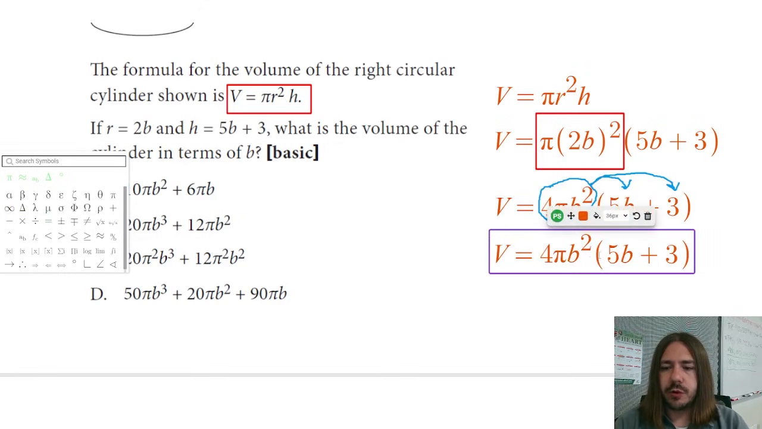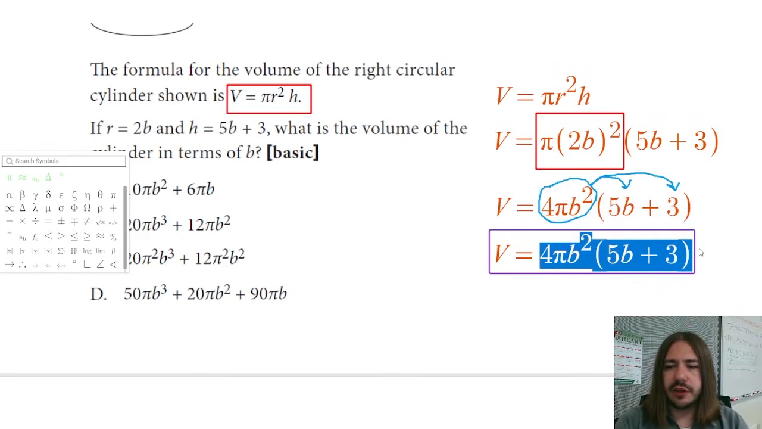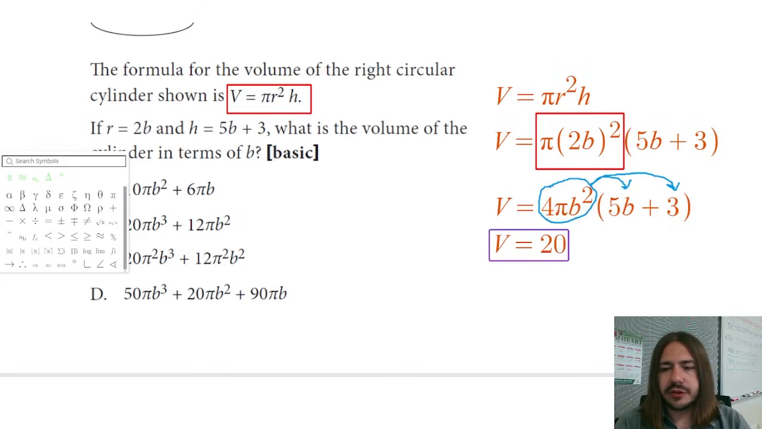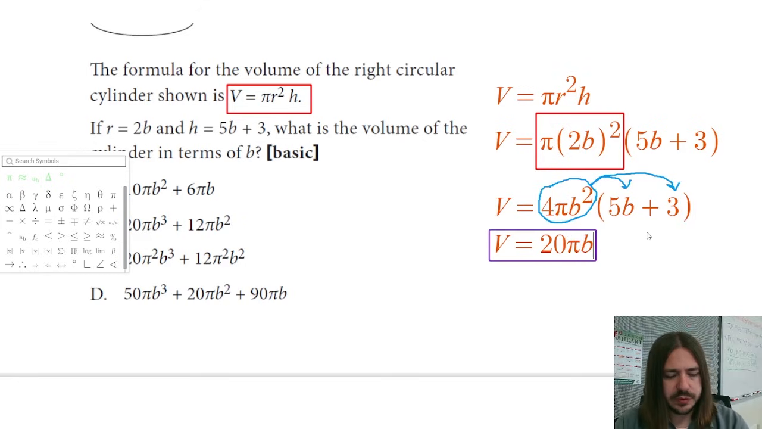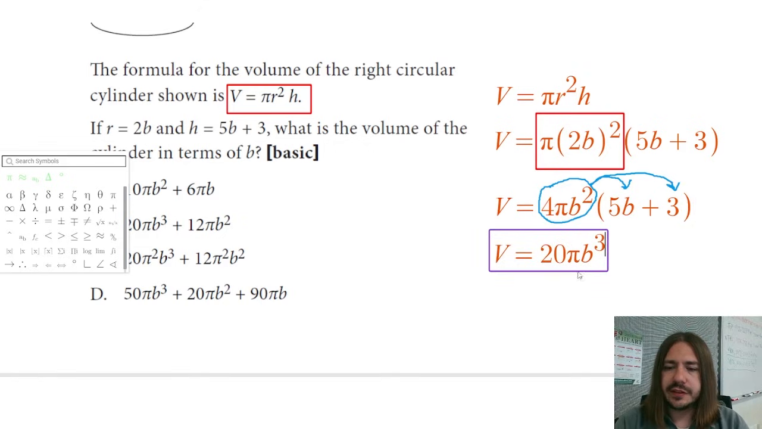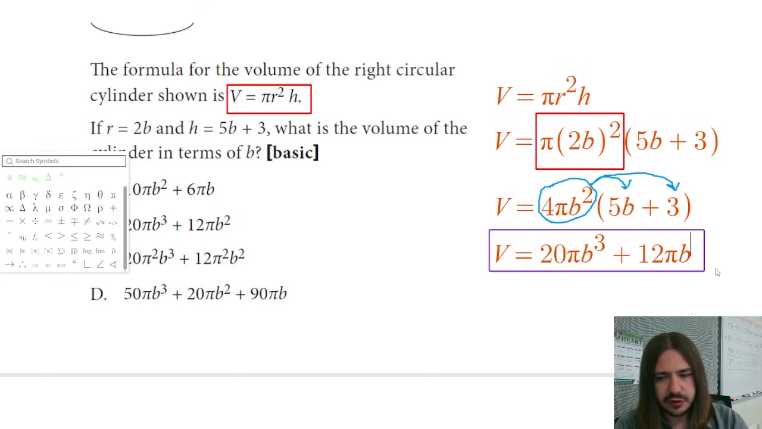Okay, so 4 times 5 would be, let me just delete all this. 4 times 5 is 20. There's nothing to multiply the pi by, so it's just going to remain pi. And then b squared times b is going to be b cubed. That's the first term. And then the second term is what I'll get when I multiply 4 pi b squared by 3. 4 times 3 is 12, so I get plus 12 pi b squared.